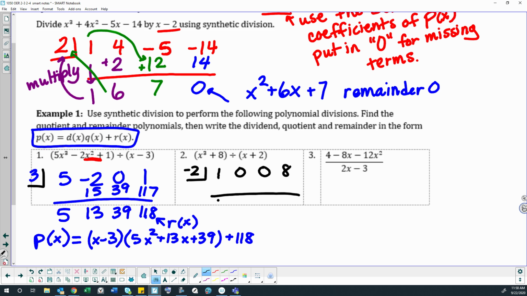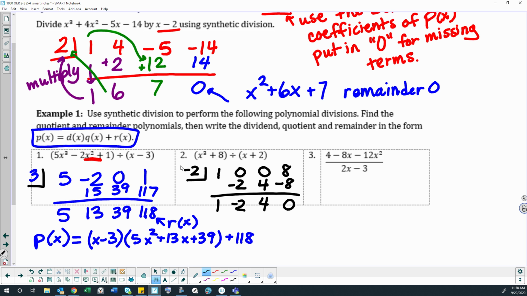Bring down the 1. 1 times negative 2 is negative 2. Add 0 and negative 2 is negative 2. Negative 2 times negative 2 is 4. 0 plus 4 is 4. And then 4 times negative 2 is negative 8. So guess what? X plus 2 is a factor of x cubed plus 8.